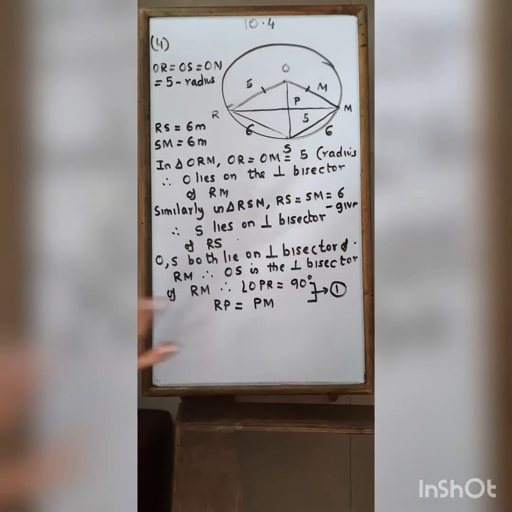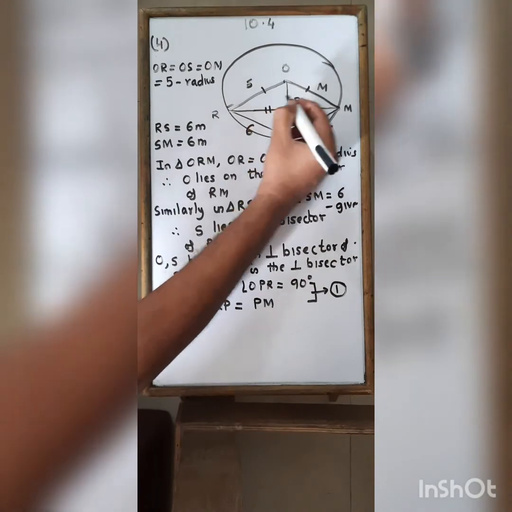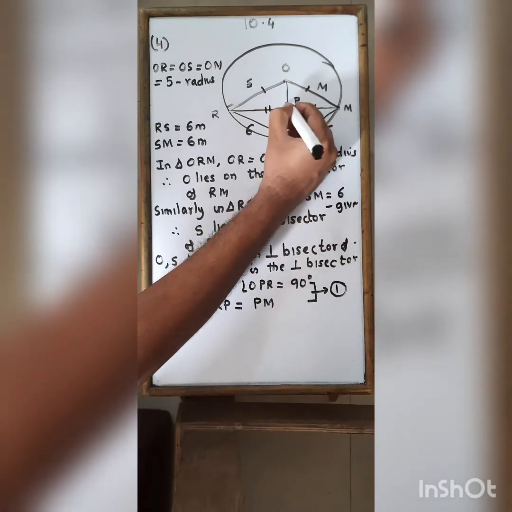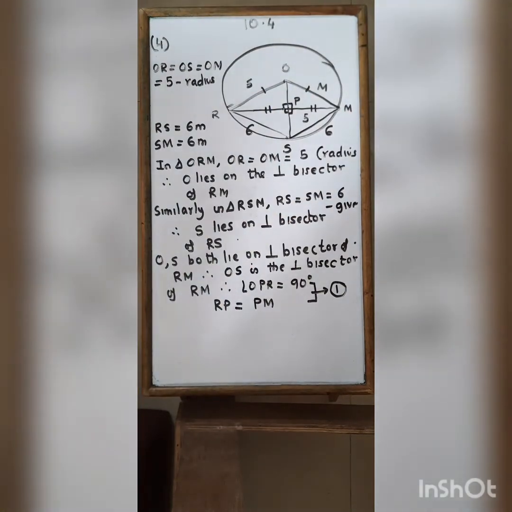Okay, copy up till here. So we have understood that these both distances are equal and this angle is 90 degrees. So this is 90, this is 90, this is 90. This much we have understood.